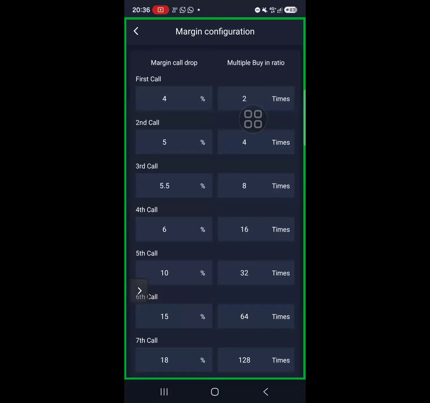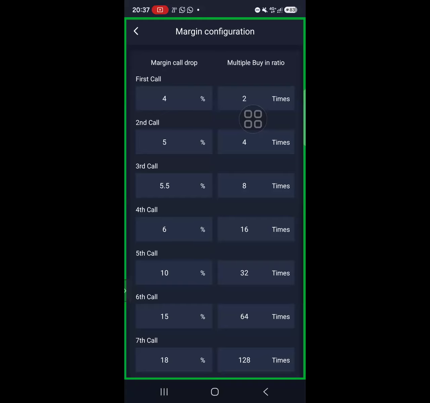When you add 4 plus 5, plus 5.5, which is the third margin call, and then plus 6, which is the fourth margin call, and then you go to 5, the distance. Can you see how it has shifted from 4 to 5? So when it comes to margin call number 5, we are having a 10% drop alone. This is conservative, all right?